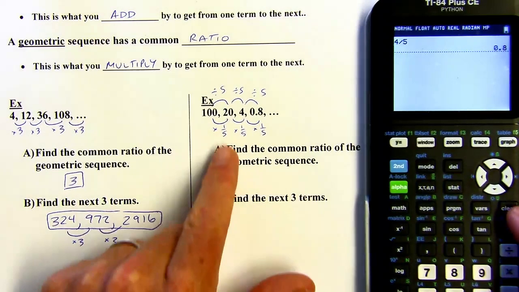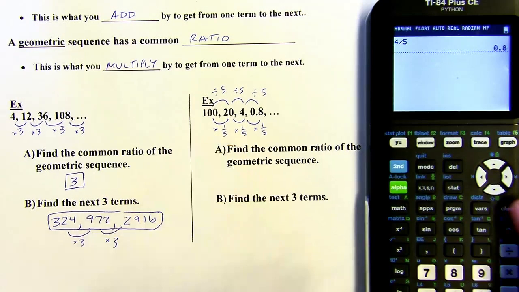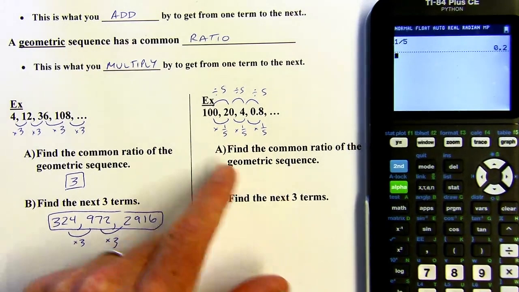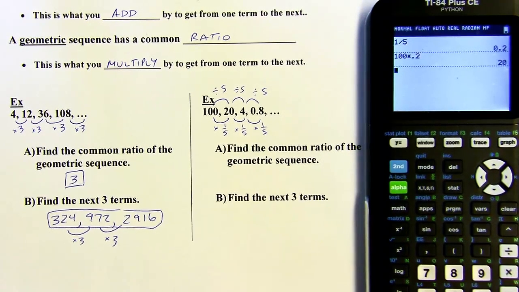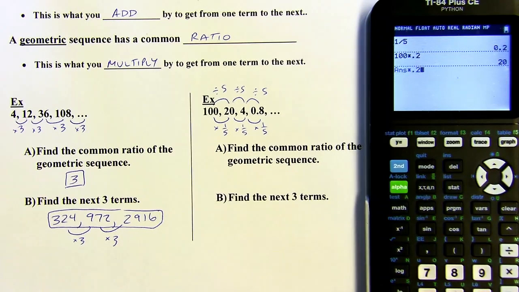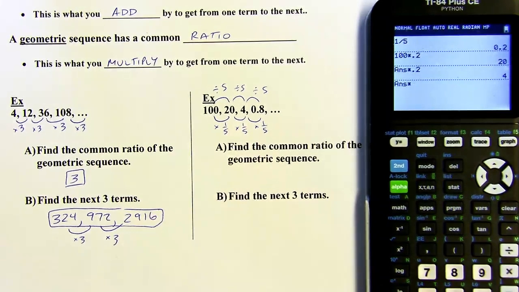So we can try it here. 1/5 is the same as 0.2, right? 1 divided by 5 is 0.2. So I can try it out. 100 times 0.2, well, that would give me 20, and then I can multiply by 0.2 again, and it works all the way down the line. Okay, and I can test it out.